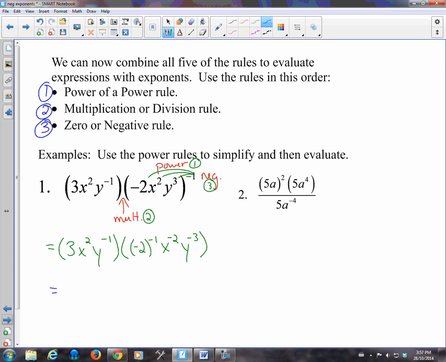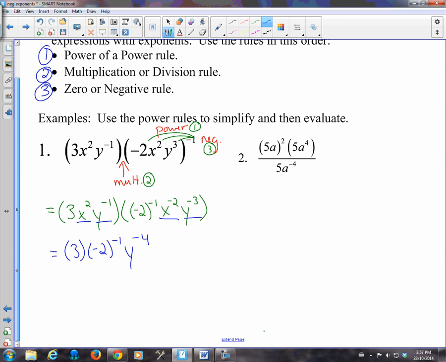So I have 3 times negative 2 to the negative 1. And when I multiply the same bases, I keep the base and I add the exponents. So I have x, and 2 plus negative 2 would be 0. So they're gone. Nothing left. And then I've got y to the negative 1 and y to the negative 3. When I add my exponents, negative 1 plus negative 3 will give me y to the negative 4. So I did my power rule, then I did my multiplication rule.